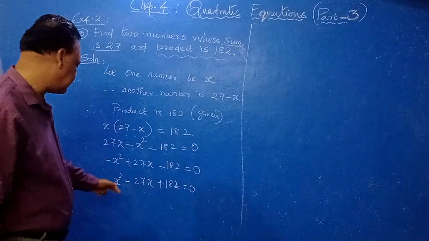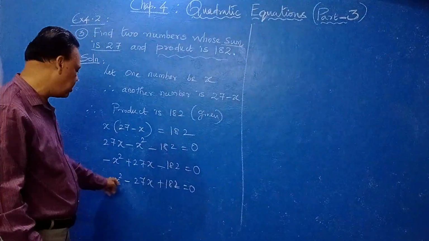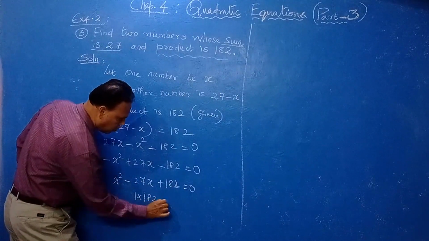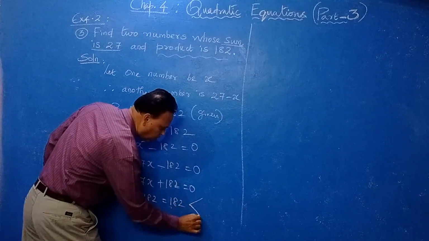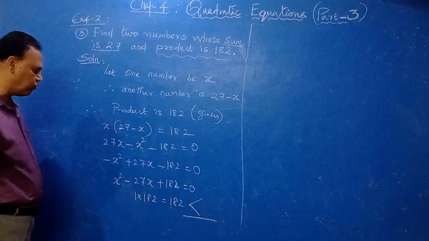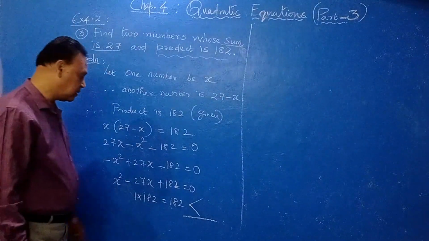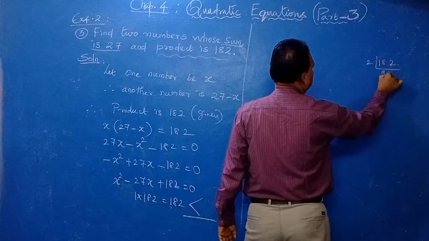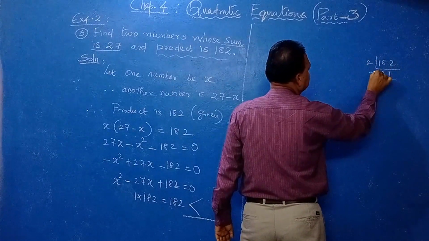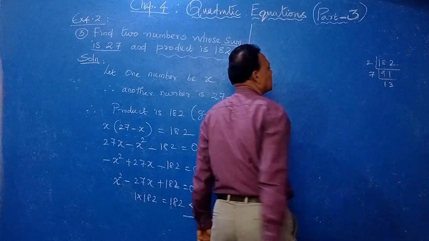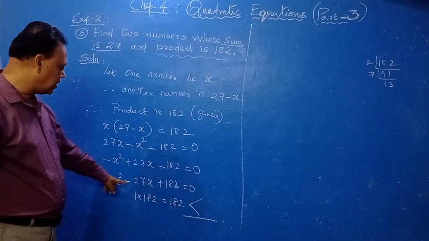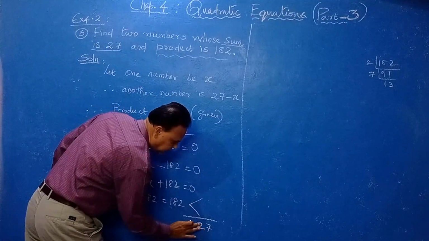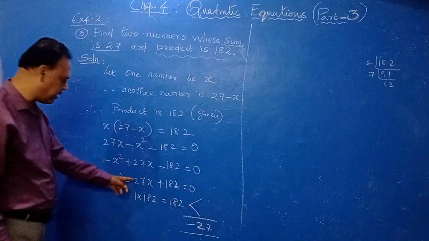Now how to factorize? Here the x square coefficient is 1. 1 into 182. 182 split up into two factors. What will you get? Divide and see. 7 times 13. So the middle term you have to get minus 27.